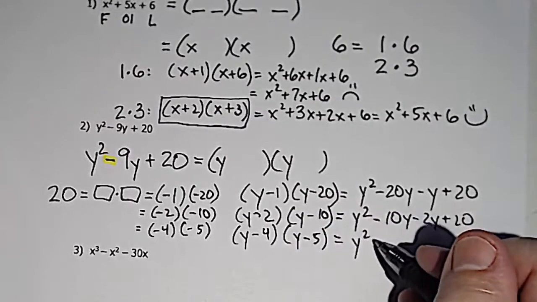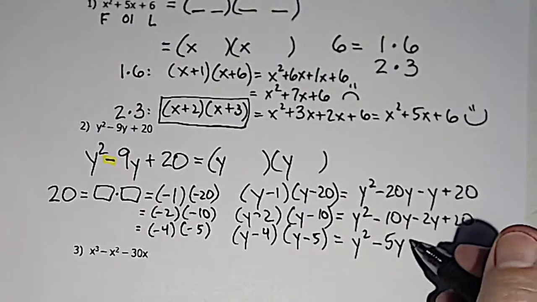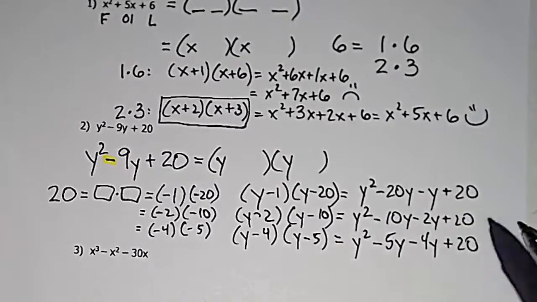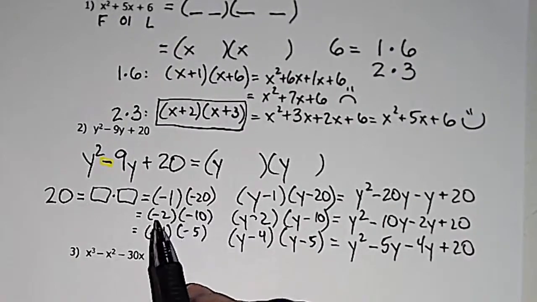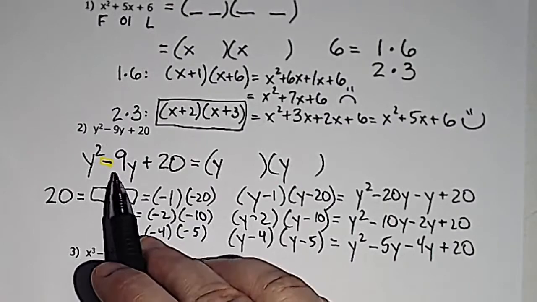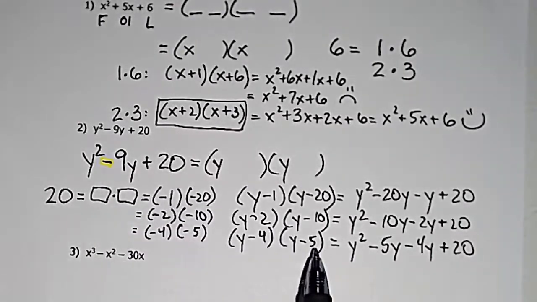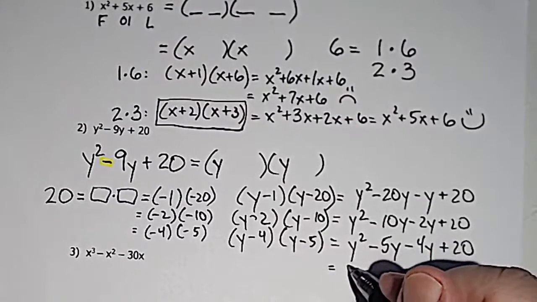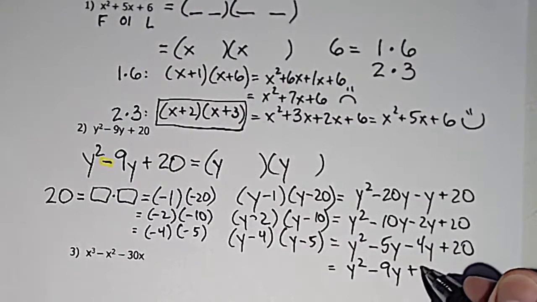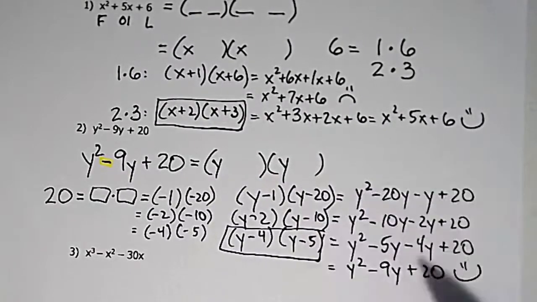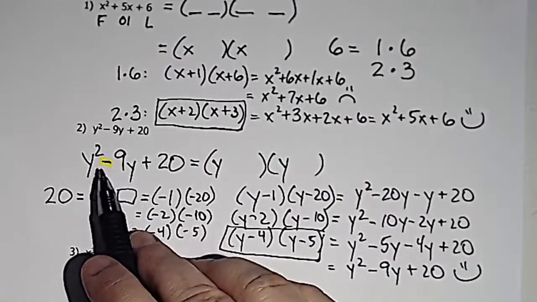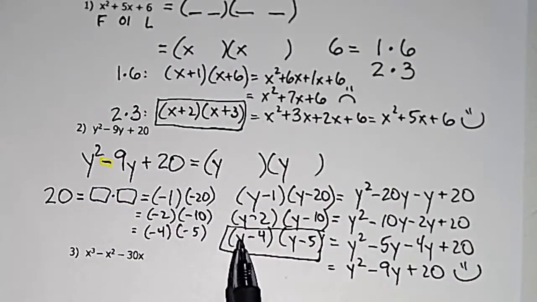Now, if you're watching along at home, and especially if you've gotten really good with your foiling, you probably already saw what was going to happen to begin with. You could see that 1 and 20 and 2 and 10 were nowhere near what was right. But with that minus 9, the 4 and the 5 were going to get us there. And in fact, it does. This one is y squared minus 9y plus 20. That's the right one. So this is what I put a square around, because y squared minus 9y plus 20 factors as the quantity y minus 4 times the quantity y minus 5. Woohoo. Let's try another one.